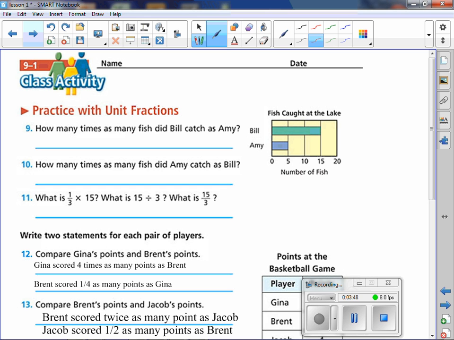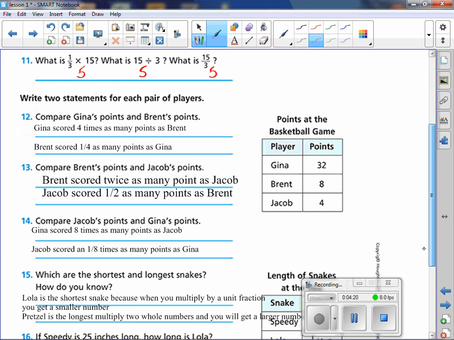Let's practice that a little bit further. How many times as many fish did Bill catch as Amy? Well, Bill caught 15 and Amy caught 5. 15 is 3 times as many as 5. Or 5 could be said to be 1/3 as many as 15. So 1/3 times as many. 1/3 times 15 is 5, because 15 divided by 3 is 5. And even if I express it this way, 15/3, I'm just saying 15 divided by 3. So that's 5 as well.